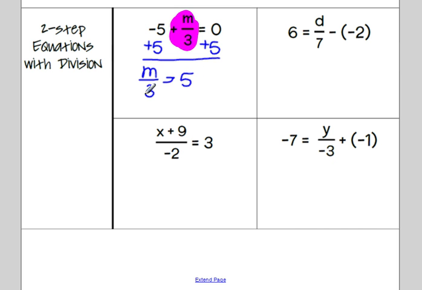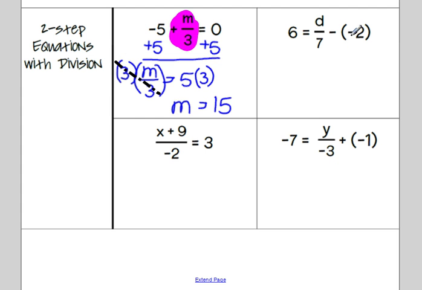So now I'm looking for my inverse operation. If m is divided by 3, then I need to do the opposite of division, and I need to multiply by 3. And so I'm going to multiply by 3 over here. That is going to cancel out that division of 3. So then I am left with m equals 5 times 3 is 15.